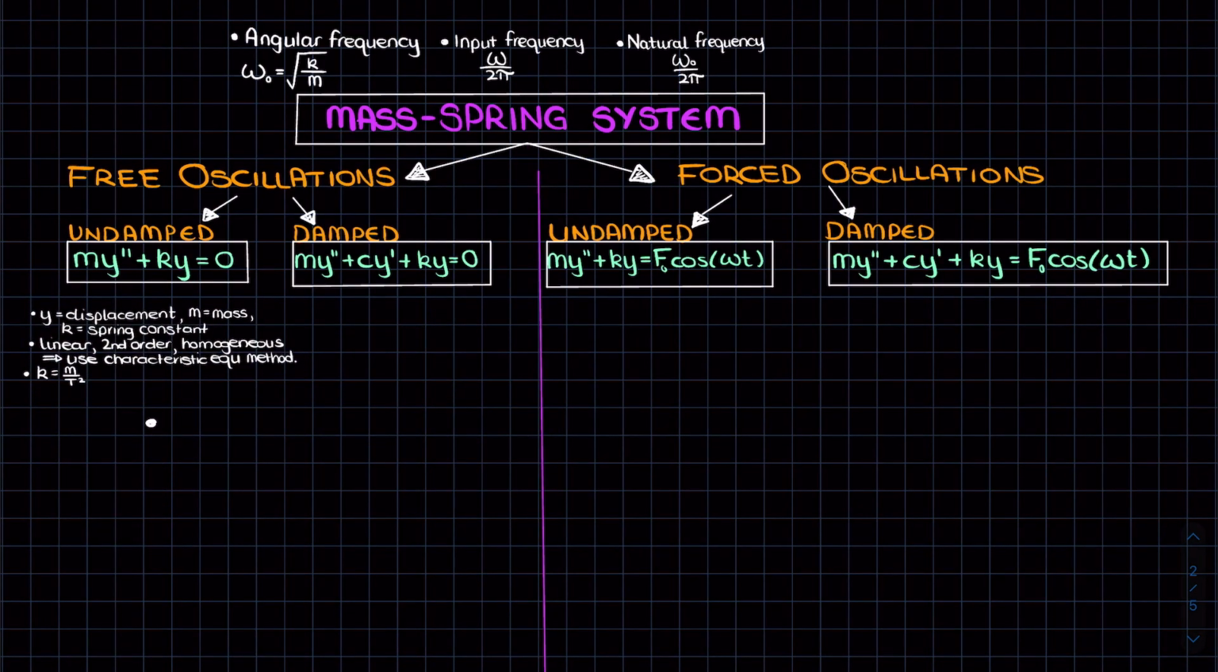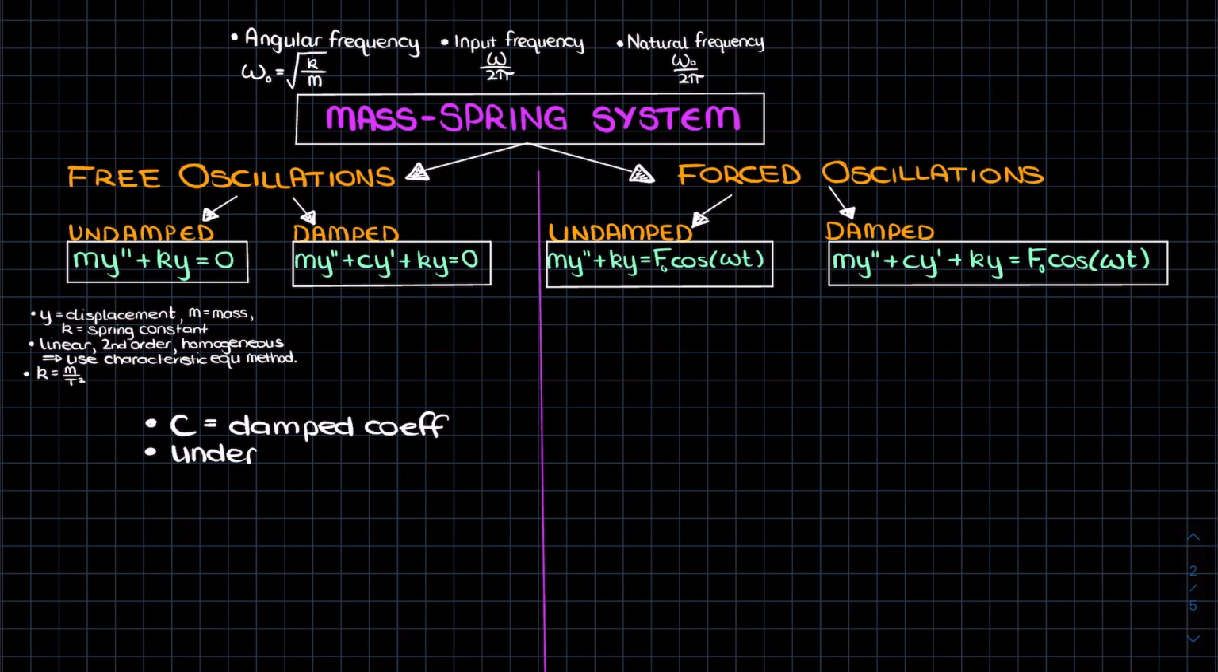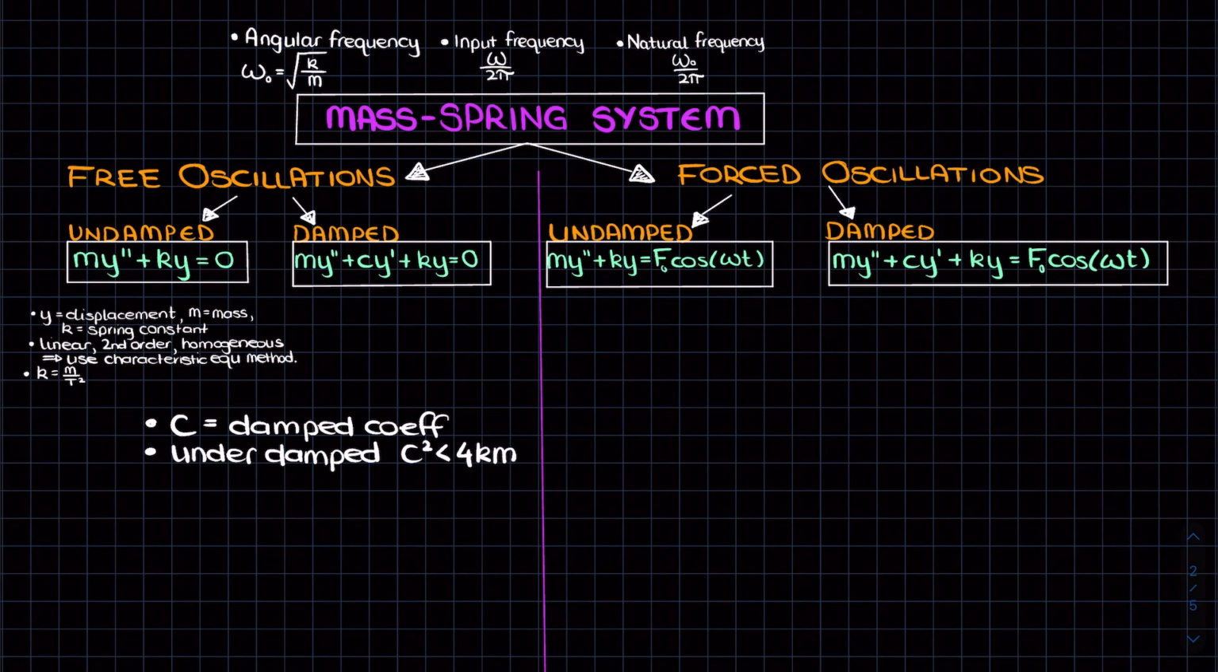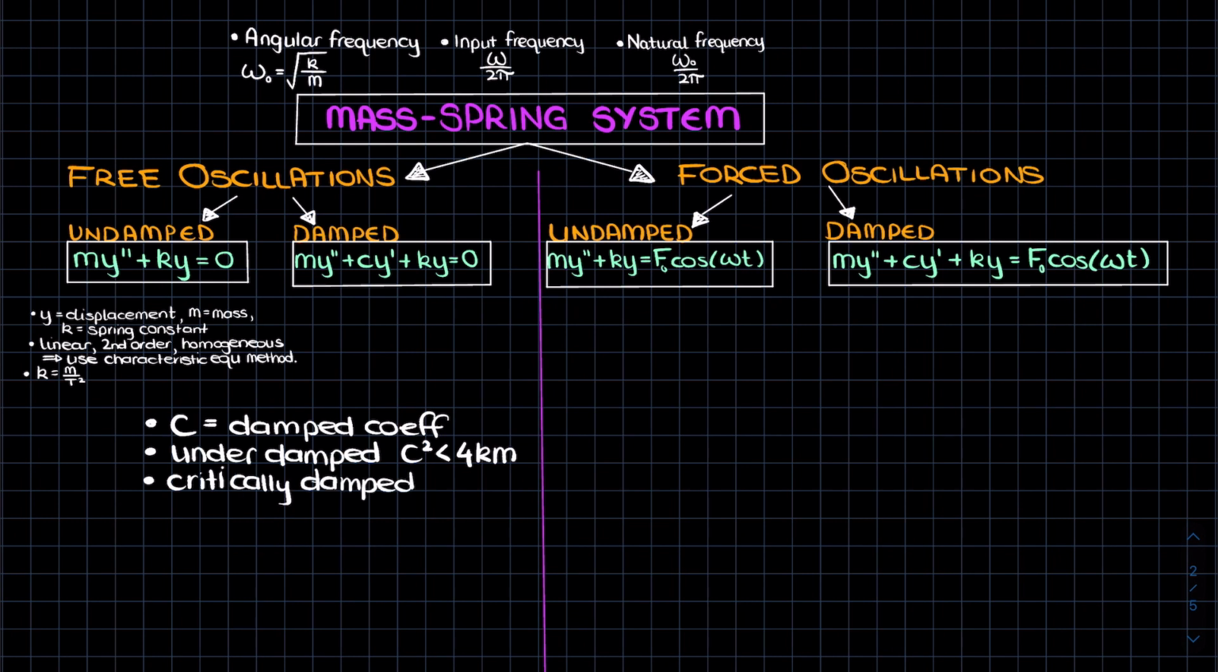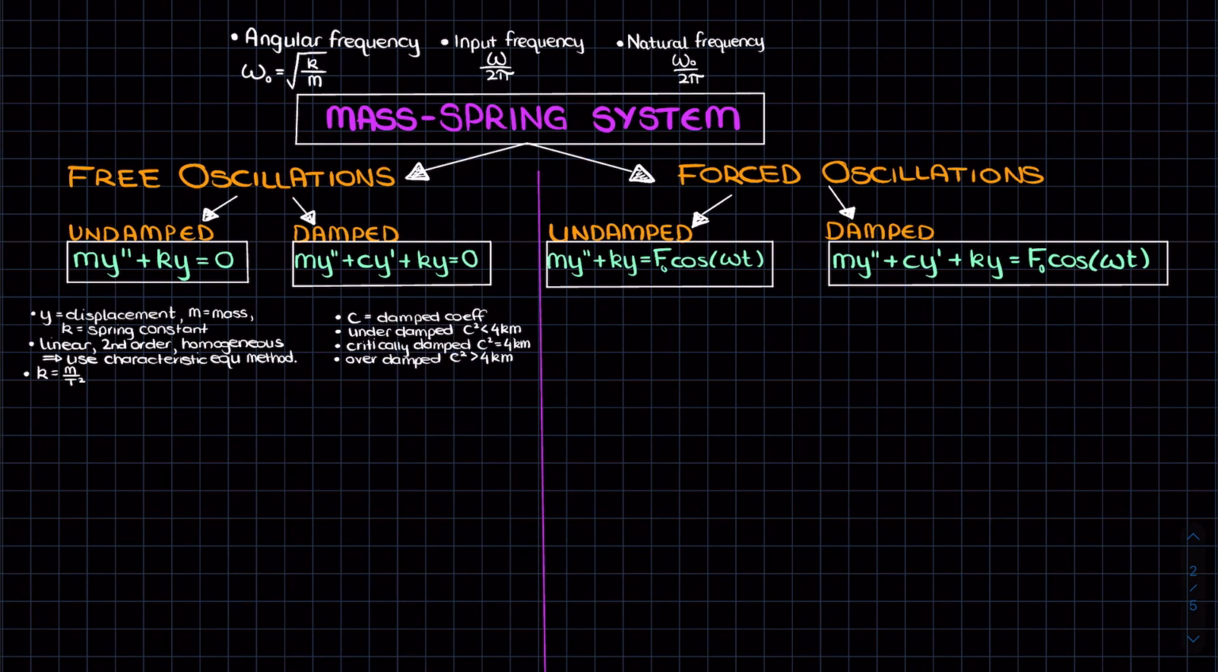For both the damped equations, c is the damped coefficient. We also have three possible scenarios. We have the underdamped case, where c squared is less than 4km, and that's k times m, not kilometres. We have critically damped when c squared equals 4km, and we have overdamped if c squared is greater than 4km. These will affect what our final solutions look like, and we'll get to some examples soon.